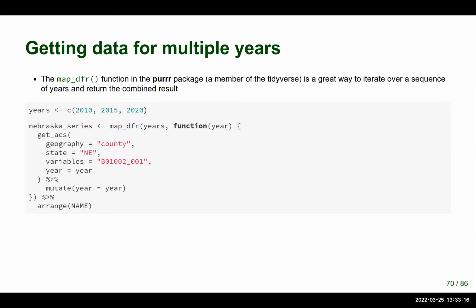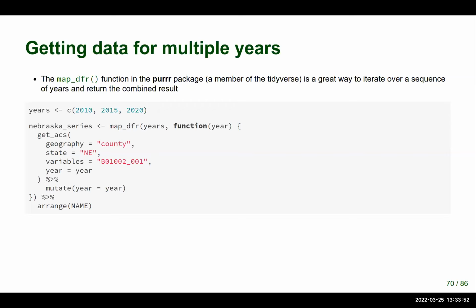If you're trying to build out a time series of ACS data, the map_dfr function in the purrr package, which is a member of the tidyverse, is your friend. What it does is it iterates over a sequence. So it steps through a sequence of values, calls a function for each of those values, and then combines the result into a nice data frame. So let's say, for example, we want to look at changes in median age by county over time in the state of Nebraska.